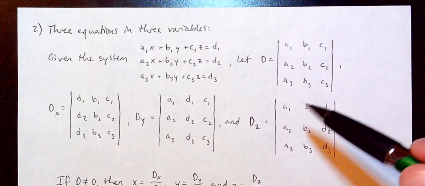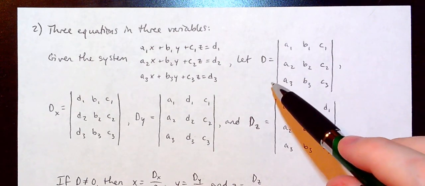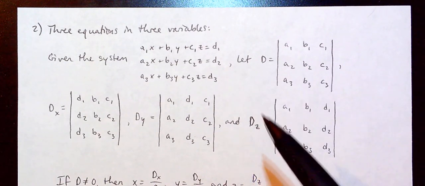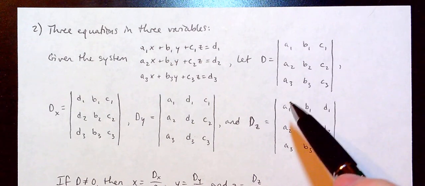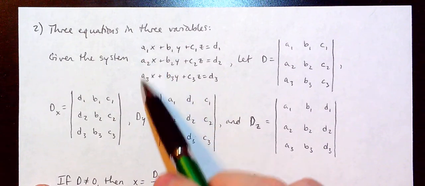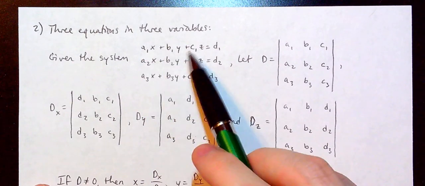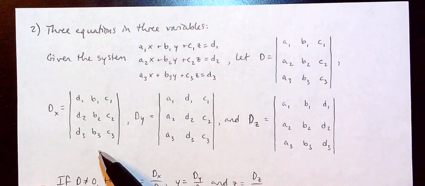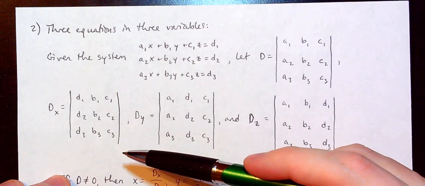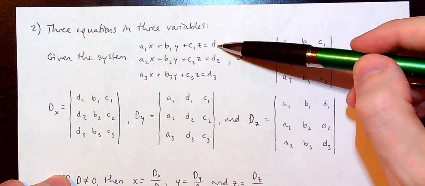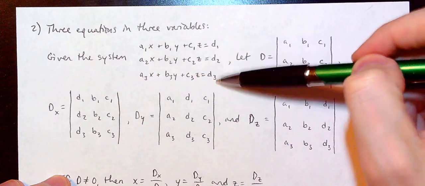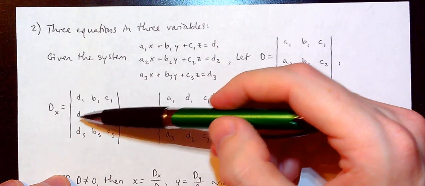We're going to have four matrices this time. We're going to have D for determinants, actually, I should say. Capital D, the determinant of the 3 by 3 matrix formed by the coefficients on our variables. D sub x is the determinant of the 3 by 3 matrix formed by having our D column replace our A column. D is replacing the x coefficients.